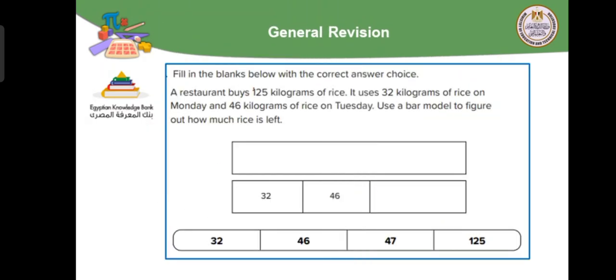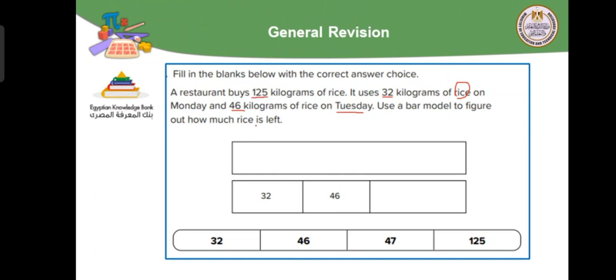Look, fill in the blanks below with the correct answer choice. A restaurant buys 125 kilograms of rice. It uses 32 kilograms of rice on Monday, and 46 kilograms of rice on Tuesday. Use a bar model to figure out how much rice is left.